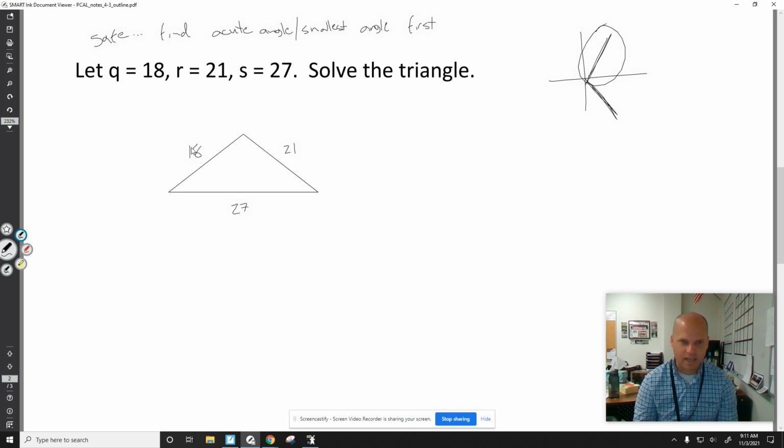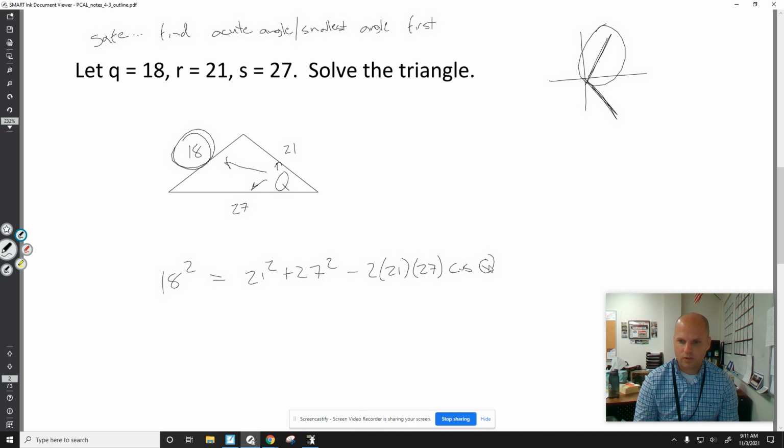Now, what's going to be the smallest angle? It's going to be opposite the smallest side. So if this is 18, angle Q is going to be the smallest. Now here's how I set up the law of cosines. I kind of use my little trident to help me. This is what starts out as my first value. This equals this squared plus this squared minus 2 times this times this times the cosine of Q. Okay, so 18 squared equals 21 squared plus 27 squared minus 2 times 21 times 27 times the cosine of Q.